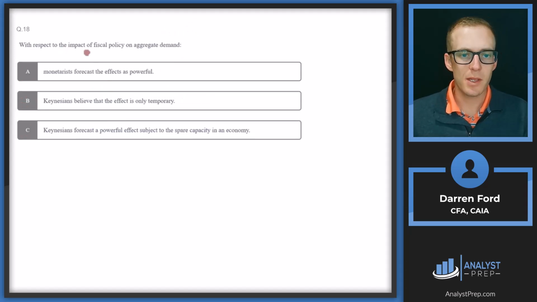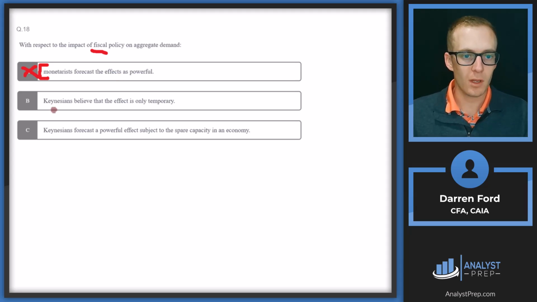Answer B. With respect to the impact of fiscal policy on aggregate demand, A, monetarists forecast the effects as powerful. Monetarists, it's right there in the name. They're going to be more focused on monetary policy, and they think monetary policy is going to be more impactful than fiscal. So I think we would rule against this one for now. They would more so lean towards monetary policy having a powerful effect.